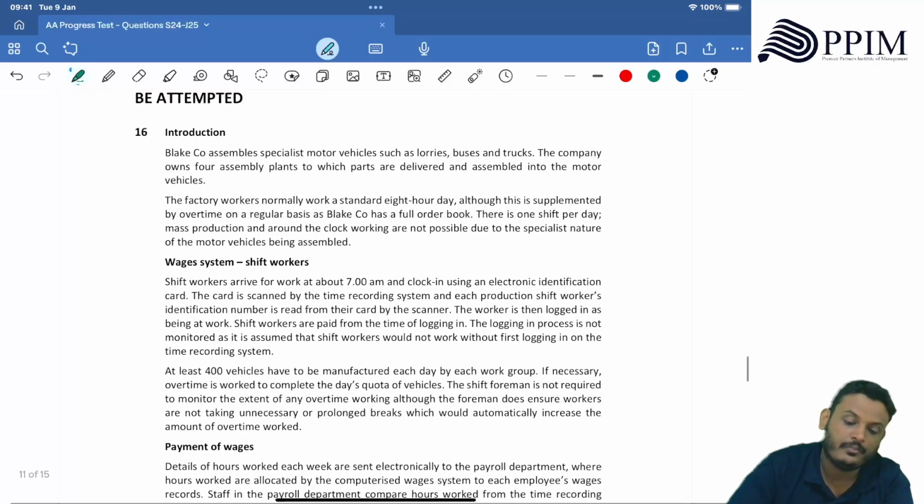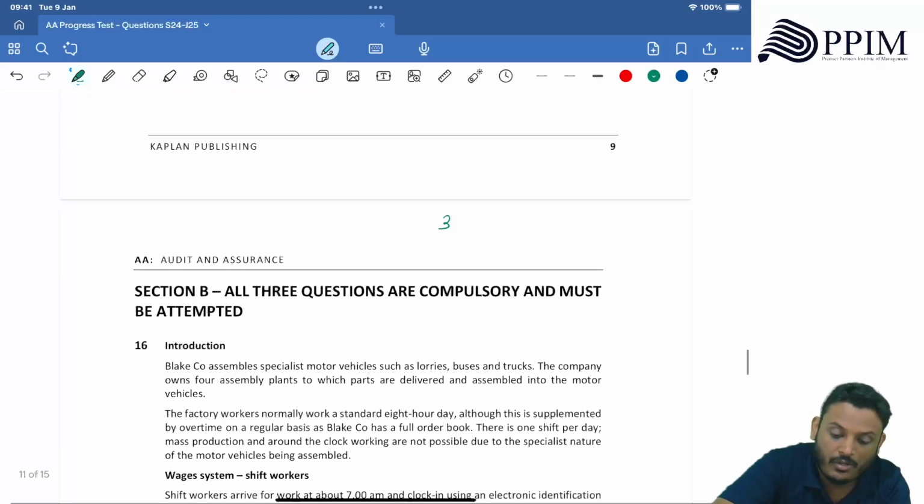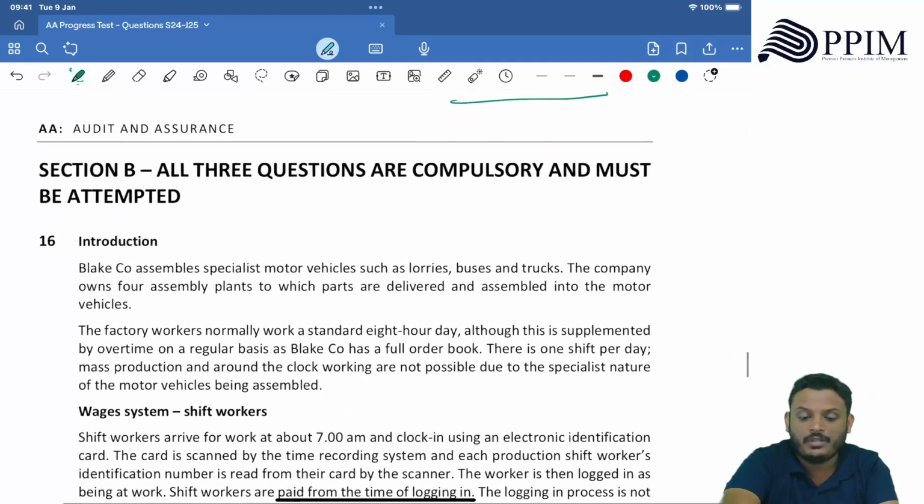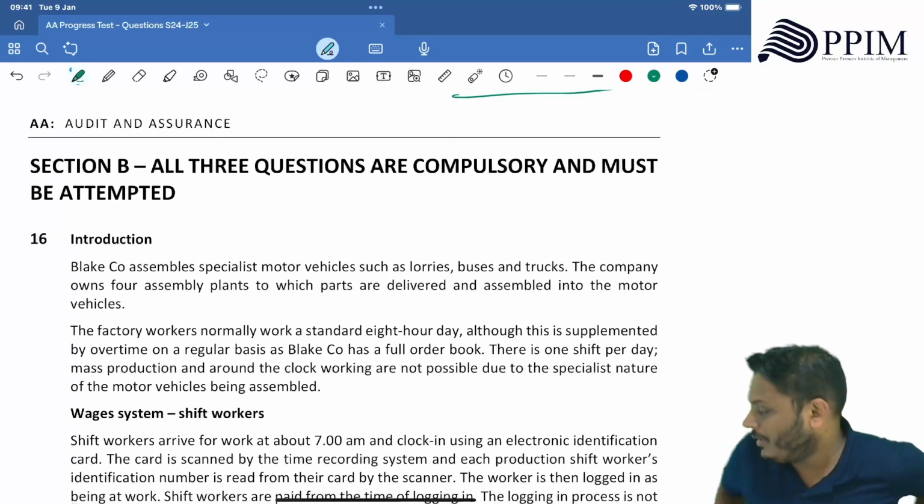Right. Now time is 3 o'clock. Students, take a break. I'll start at 3:50 and we'll start with section B. Okay, take a break.